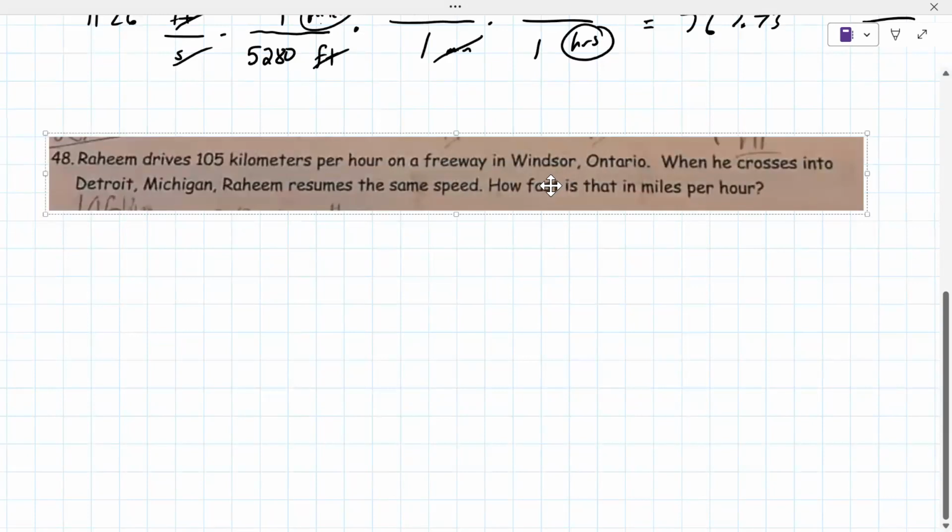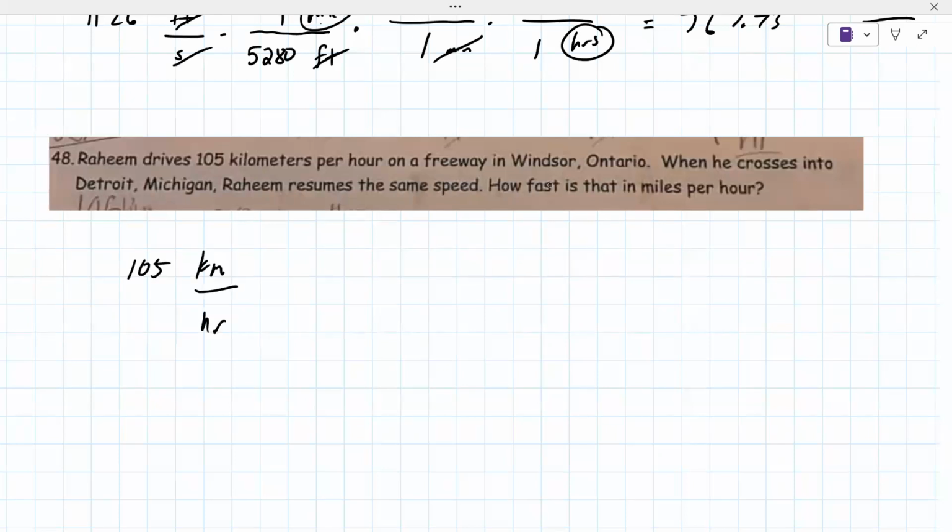So Raheem drives 105 kilometers per hour on a freeway in Windsor, Ontario. When he crosses into Detroit, Michigan, he resumes the same speed. How fast is that in miles per hour? So again, we just start out with the given quantity, kilometers per hour.